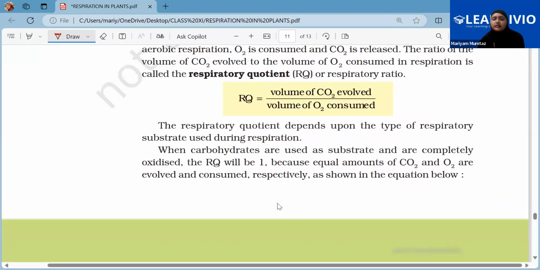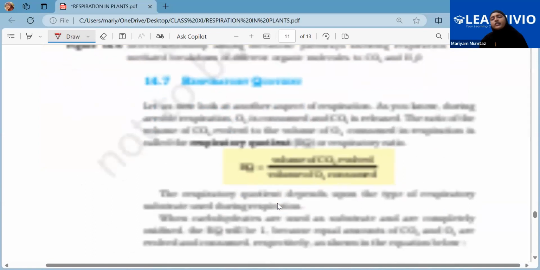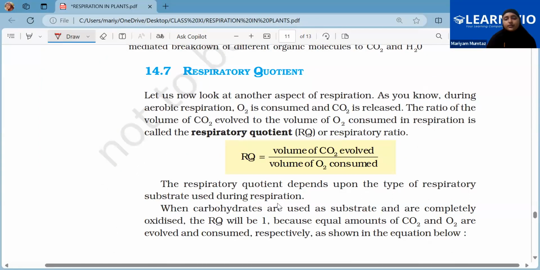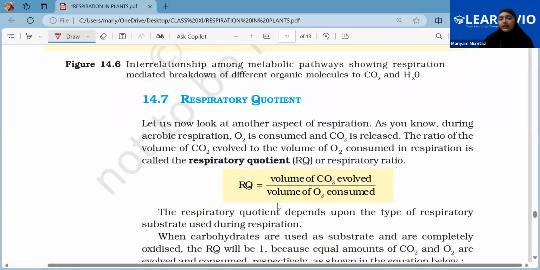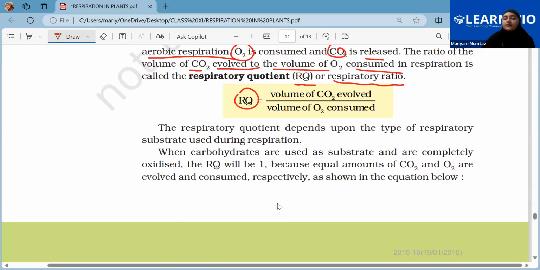Okay, now coming to, I think this is the last topic, respiratory quotient. As you know, during aerobic respiration, O2 is consumed and CO2 is released. The ratio of the volume of CO2 evolved to the volume of O2 consumed in respiration is known as the respiratory quotient or the respiratory ratio, RQ, which is the volume of CO2 evolved over the volume of O2 consumed. The respiratory quotient depends upon the type of respiratory substrate which is used during respiration.